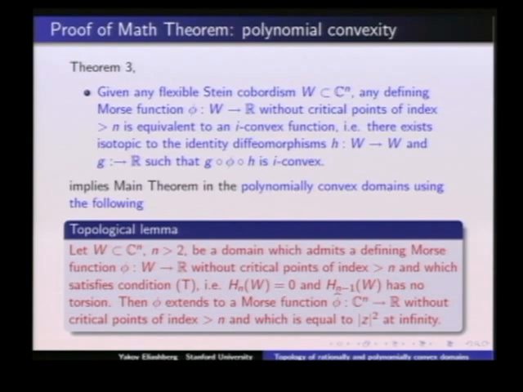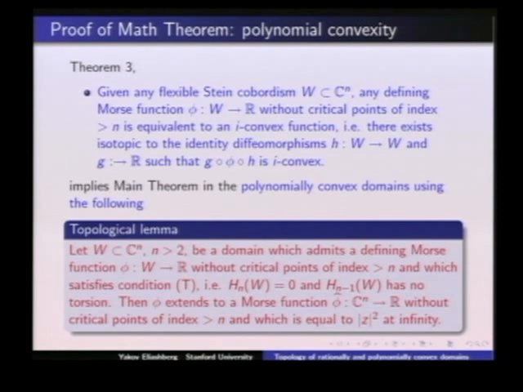So the theorem which I already said: suppose you are given any flexible Stein cobordism, then any defining Morse function without critical points of index greater than n is equivalent to an I-convex function. This of course immediately implies the main theorem in the polynomially convex case using the following very simple topological lemma. If you have a domain which admits a Morse function without critical points of index greater than n, and which satisfies the condition that there is no n-dimensional homology, then you can always extend this function as a Morse function without critical points of index greater than n, and make it standard at infinity.